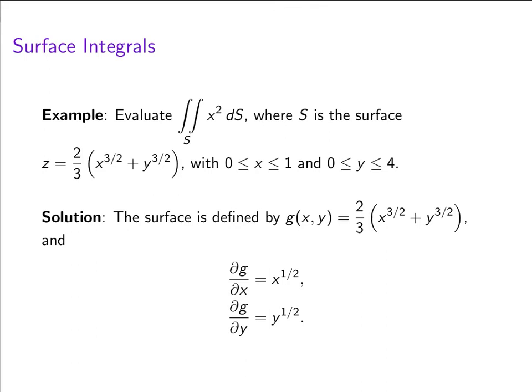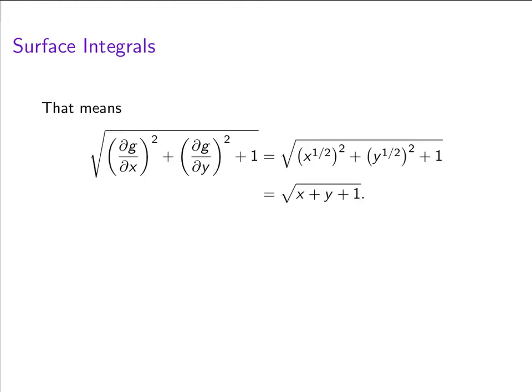So our surface is defined by this function g of x y equals 2/3 x to the 3/2 plus y to the 3/2. And the partial derivatives of this function are very simple. dg by dx is just x to the 1/2, dg by dy is y to the 1/2. And that means when we compute that square root expression, we're going to end up with the square root of x plus y plus 1. So that's not terrible looking.